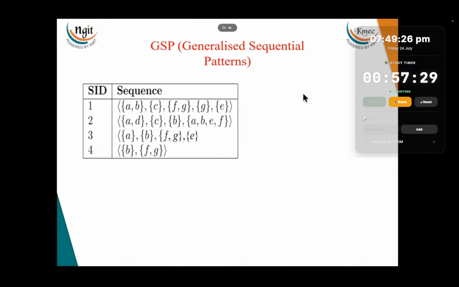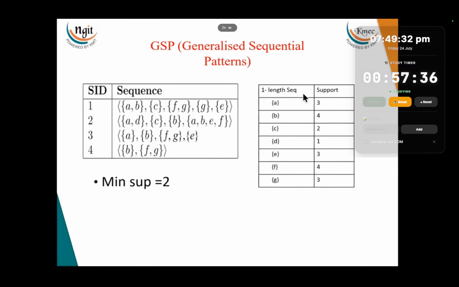Here we have the sequences and their IDs. As I told you, if any elements are represented within the braces, they should be in the same transaction, or else we represent them in different transactions. Here the minimum support is given as 2. And now we need to find the length-1 sequences. For that, initially identify the different elements in this sequence database.